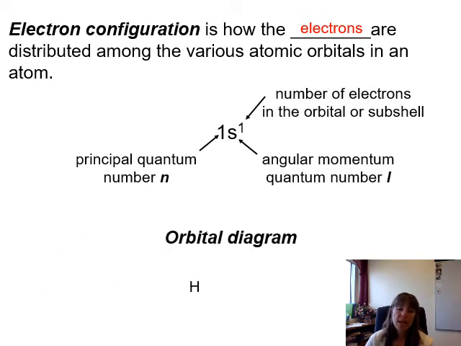And then an orbital diagram is the boxes with the arrows. So this is hydrogen, it's 1s1. There's the principal quantum number. S indicates the angular momentum quantum number. And then the arrow indicates its spin, whether it's up or down. But I don't know whether it's positive or -1/2. I just know it's one of them.